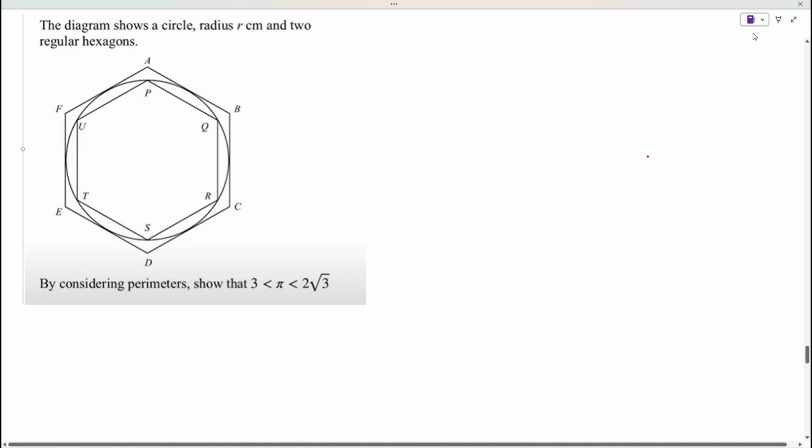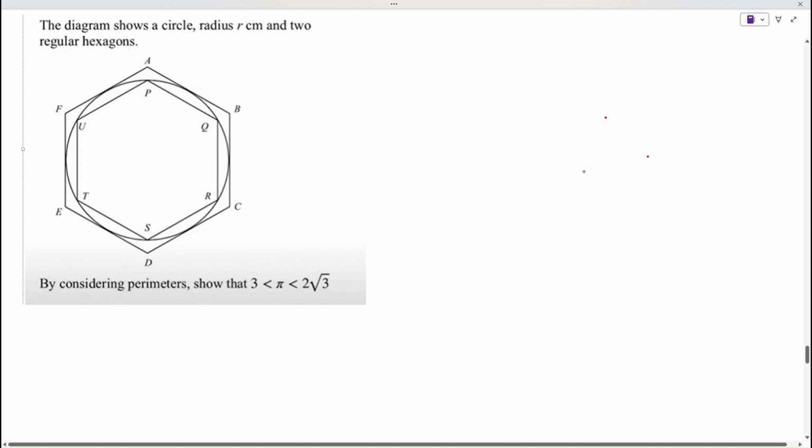In this video, we will be going over a past paper question for GCSE Maths higher tier. The diagram shows a circle, radius r centimeters, and two regular hexagons. By considering perimeters, show that 3 is less than pi, which is less than 2 root 3.